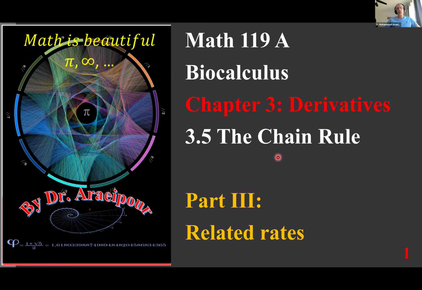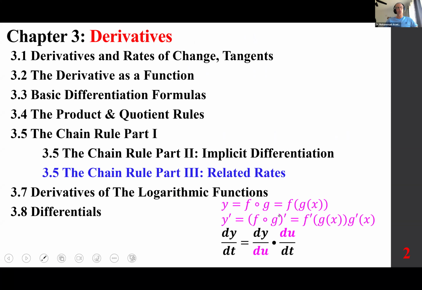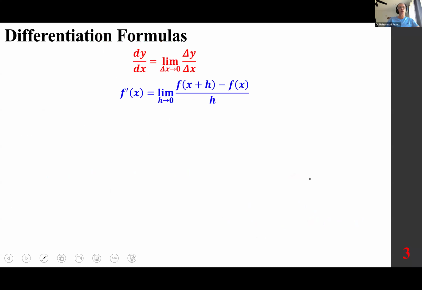Good afternoon, class. Here's the third part of 3.5, the chain rule called related rates. And we covered just about everything, including the chain rule. We looked at implicit differentiation and now related rates. Reminding you of differentiation formulas, of course, starting with the definition.